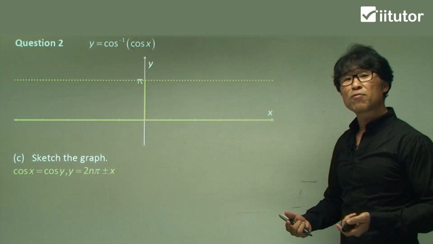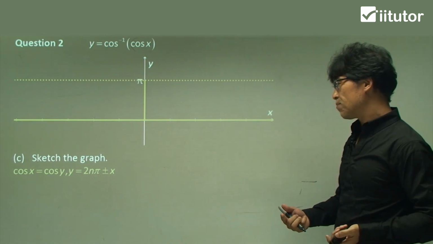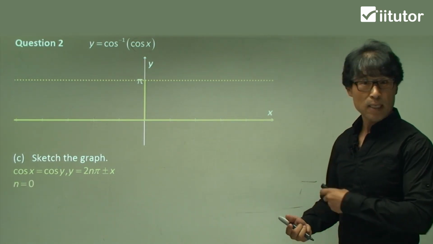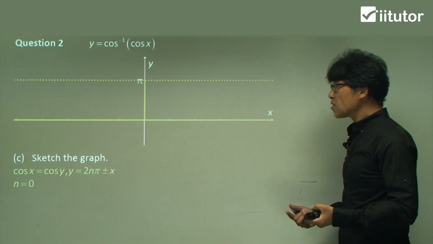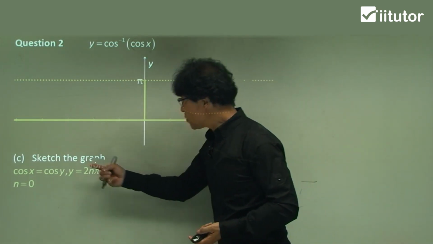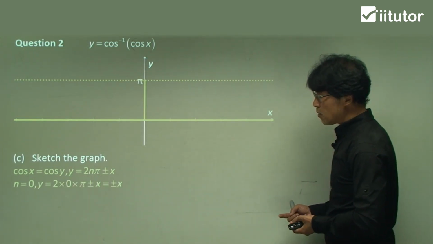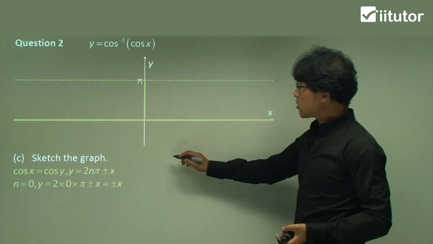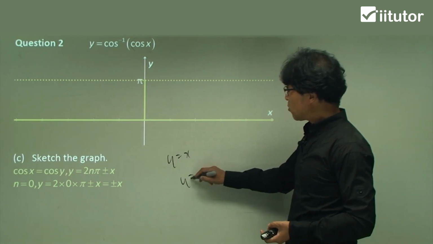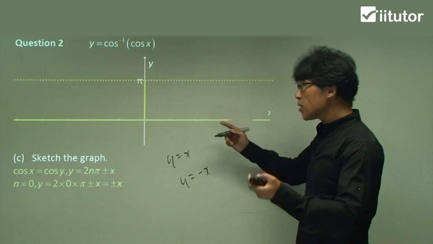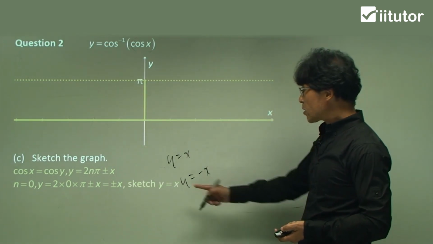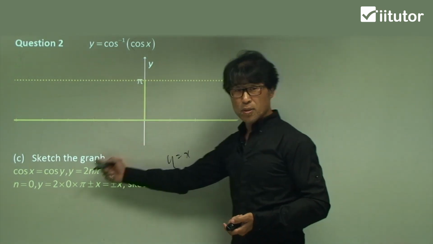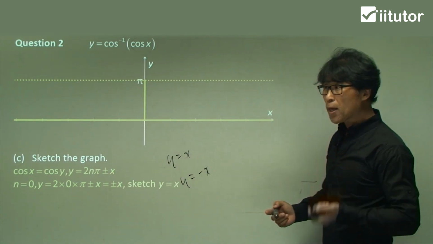Okay, so what's the first value in your mind now? n equals 0. It's as simple as this. So substitute n equals 0. What's happening? It'll be plus minus x. So you have to sketch y equals x and y equals -x, one at a time. Here we sketch y equals x, which is a simple straight line with a positive gradient.